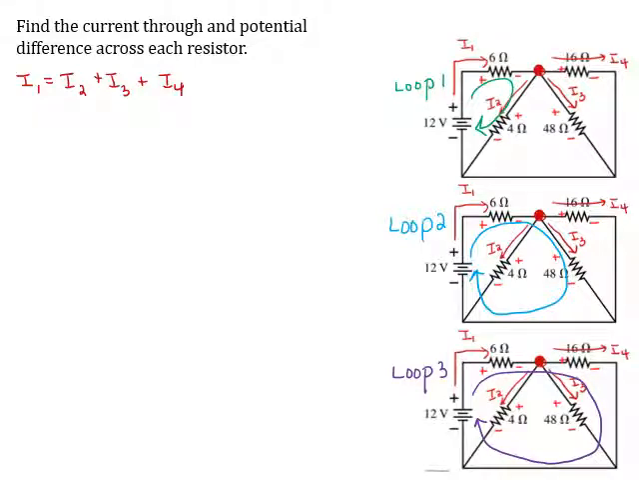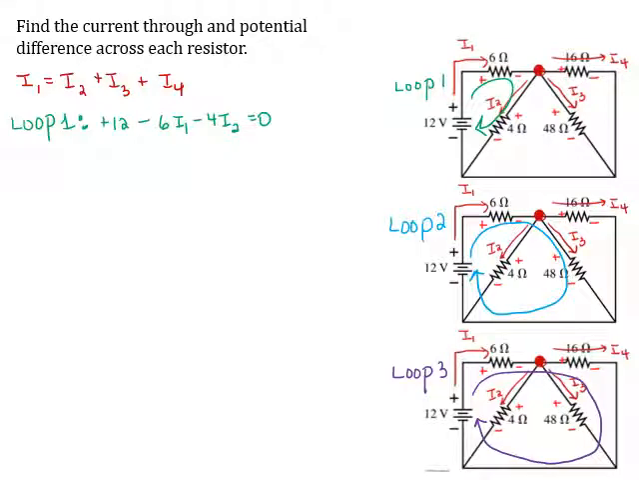Next, let's write down our loop rules. We'll do loop 1 first. So for loop 1, we've got a potential increase due to the battery, plus 12 volts. We've got a potential drop across the 6 ohm resistor because our loop goes from plus to minus. So we've got minus 6 times I1. I'm dropping my units here. You don't have to if you prefer to keep them in. And then I've got a drop as I go through the 4 ohm resistor, minus 4 I2, and that's going to be equal to 0.